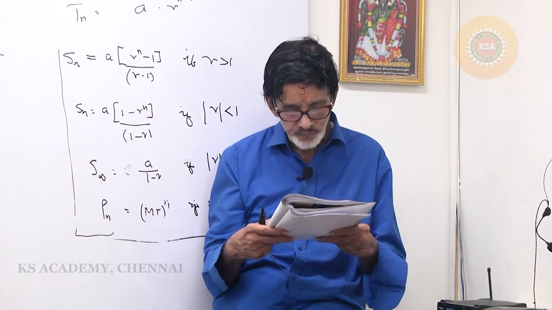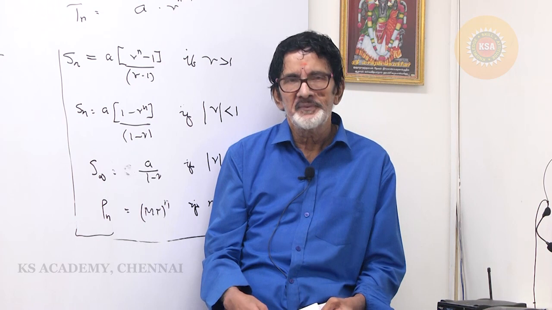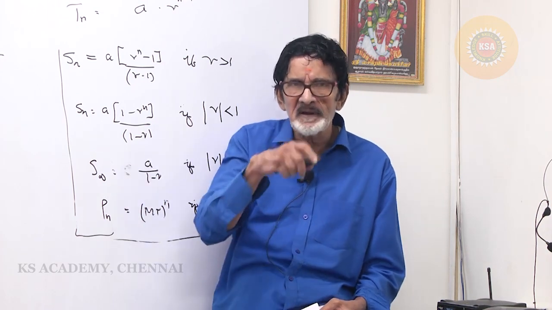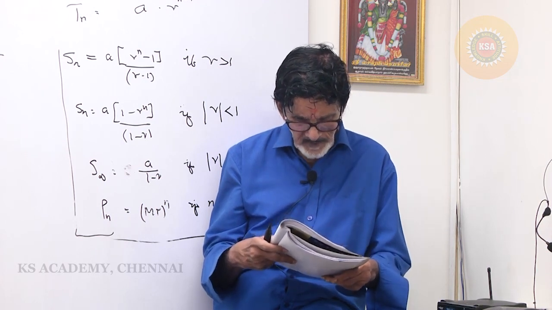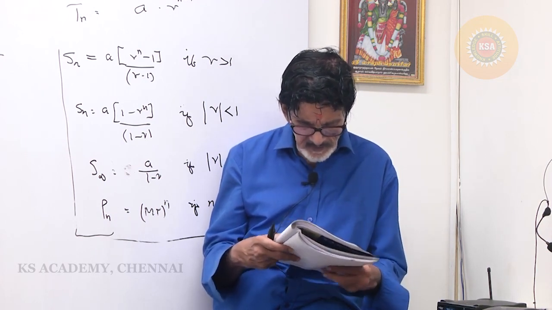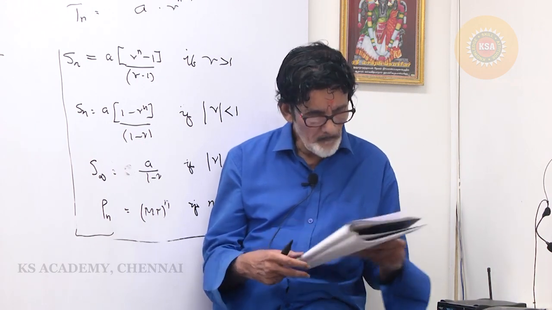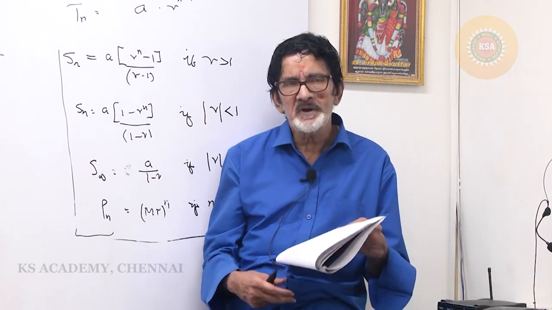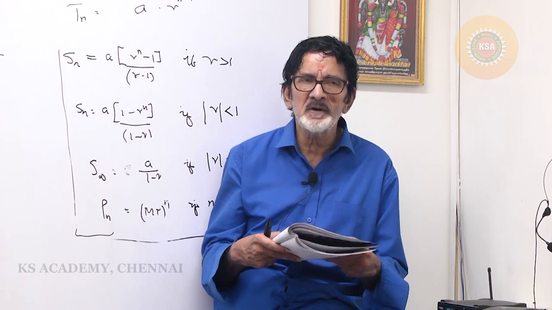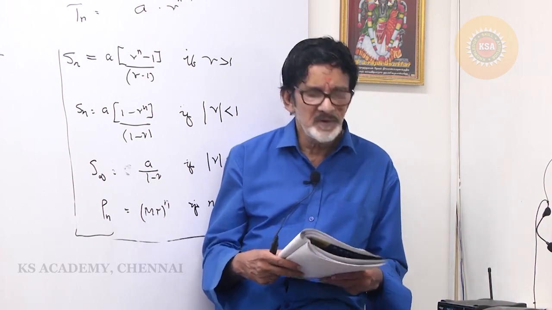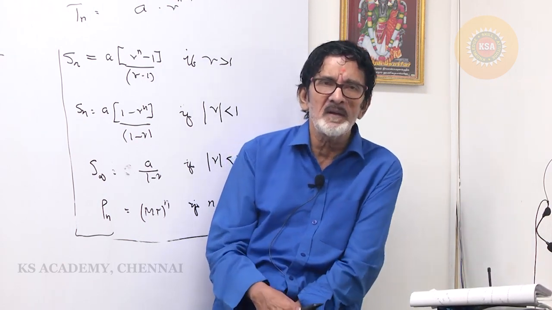Problem 7. 7 plus 77 plus 777, dot up to n terms. Find the sum. First term 7, second term 77, third term 777, up to n terms. Find the sum. Some students immediately say, sir, it is a GP, sir.